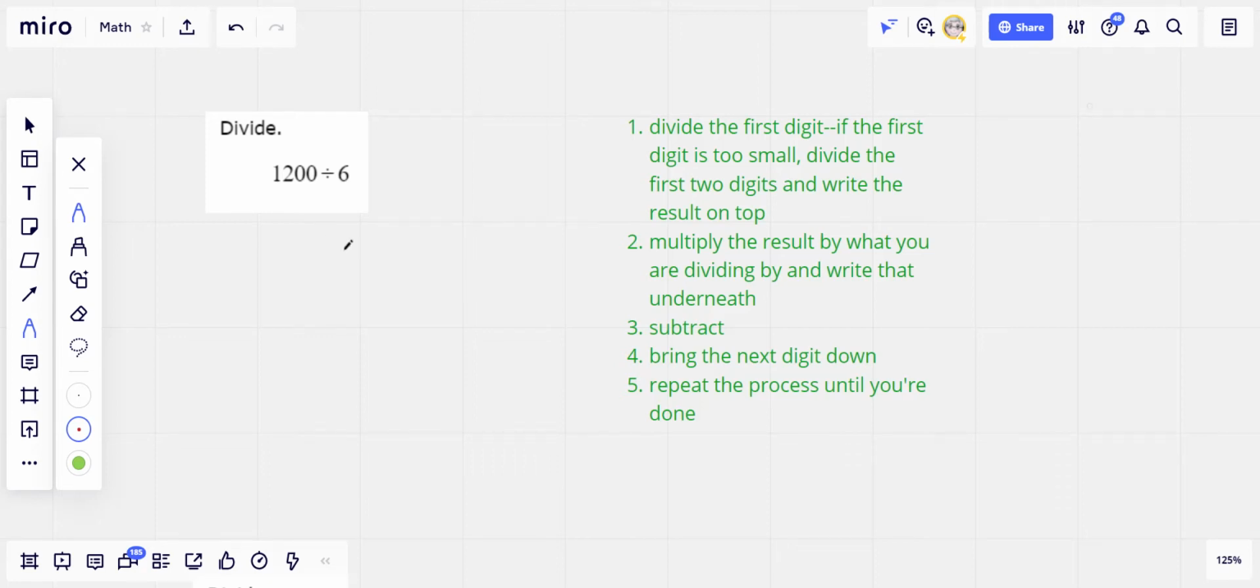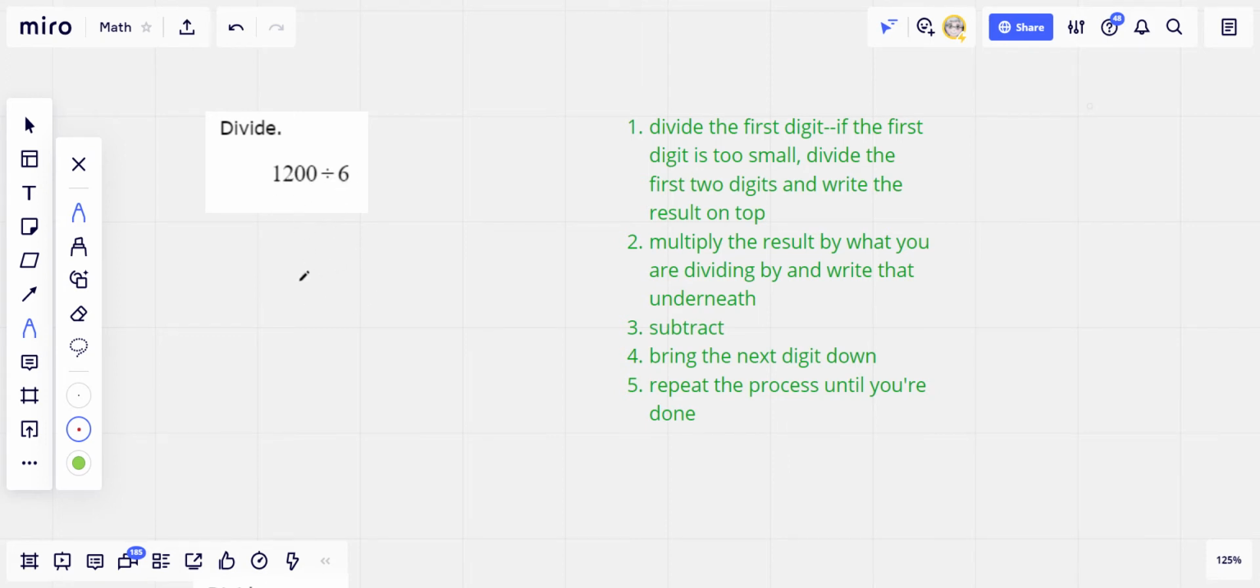Here we have some more division problems, and the thing that these problems have in common is that the thing that you're dividing has some zeros at the end. So I'm going to show you how to deal with that in sort of the traditional way, and then also give you a shortcut. Maybe you can see the shortcut already, but let's walk through this.